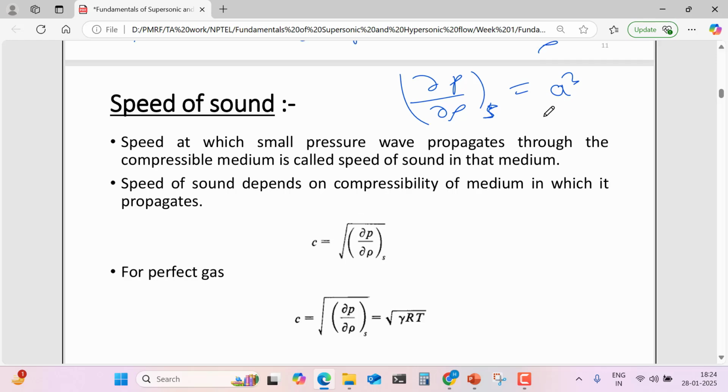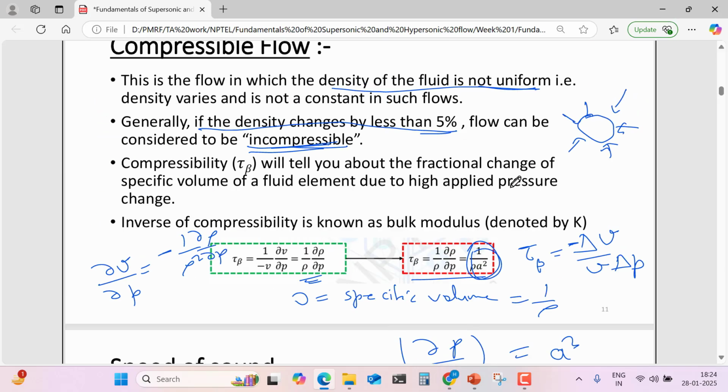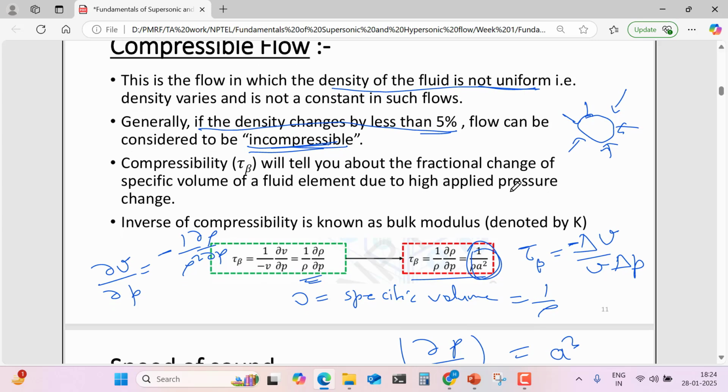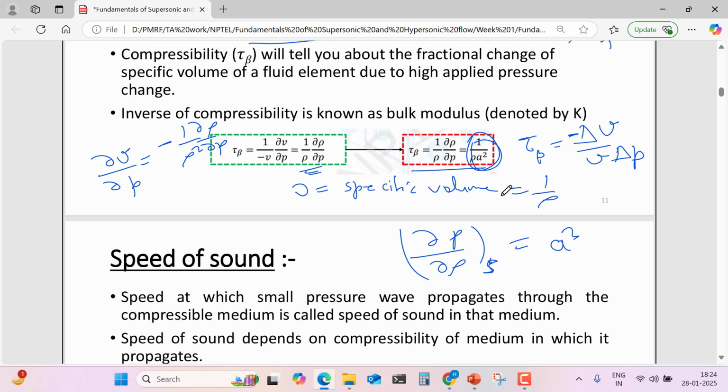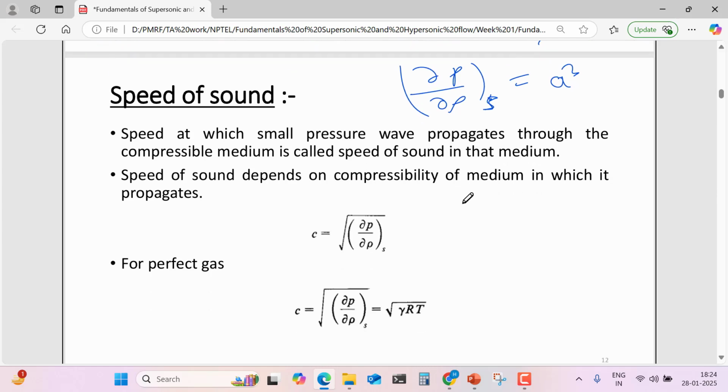So this A is the speed of sound here. The speed at which a small pressure wave propagates through a compressible medium is called the speed of sound in that medium. Generally, in compressible flow, when the flow is compressed, this sound wave, a pressure wave, travels, due to which the density and pressure will change. So the speed at which this wave travels is called the speed of sound, and it depends on the medium also.